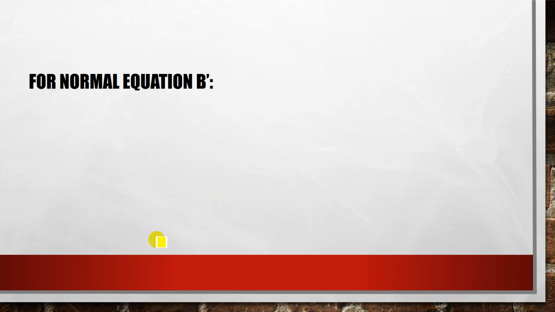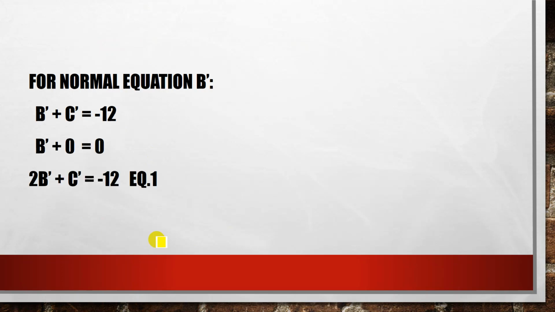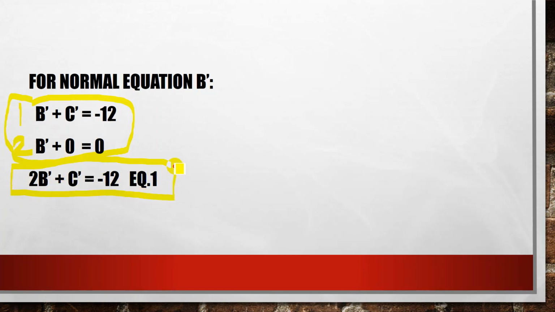So, for normal equation, pinag-plus lang po natin yung first equation and second equation. Doon sa previous slides. Pinag-plus lang po yan. B prime plus C prime is equal to negative 12 plus B prime plus 0 is equal to 0. 2B prime plus C prime is equal to negative 12. Siya po si equation 1.